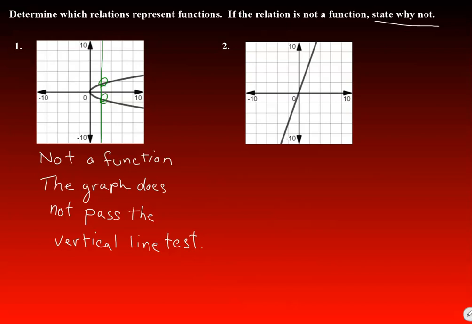So I'm going to pause it, or you're going to pause it actually, and try number 2, and then when you unpause it, you can check and see how you did. So now that you've tried it, you should have got function. You can draw a vertical line through anywhere on this graph and it will touch the graph only once. And that is how you determine whether a graph is a function or not.